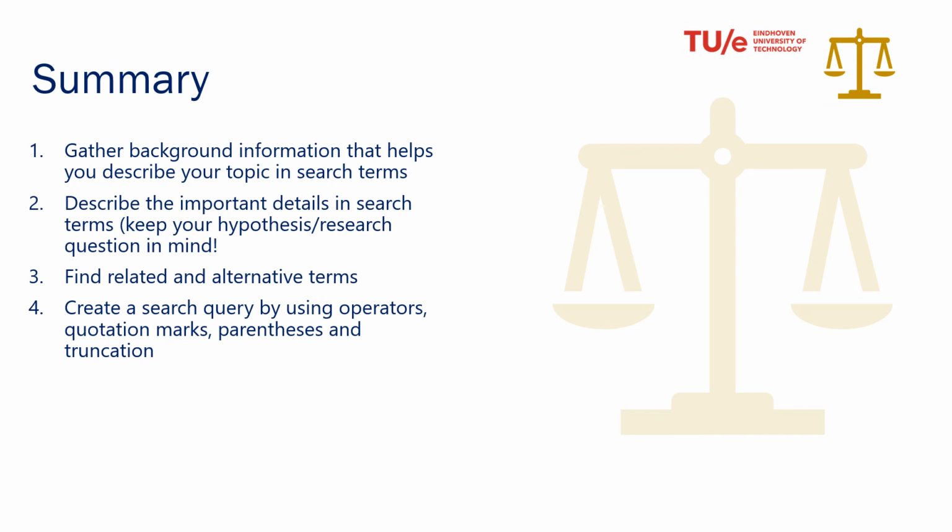In order to make your search as effective and efficient as possible, we recommend following the steps in this presentation and writing the information down. First, gather background information that helps you describe your topic in search terms. Describe the important details in search terms and keep your hypothesis or research question in mind at all times. Then, find related and alternative terms. Finally, create a search query by using operators, quotation marks, parentheses, and truncation.